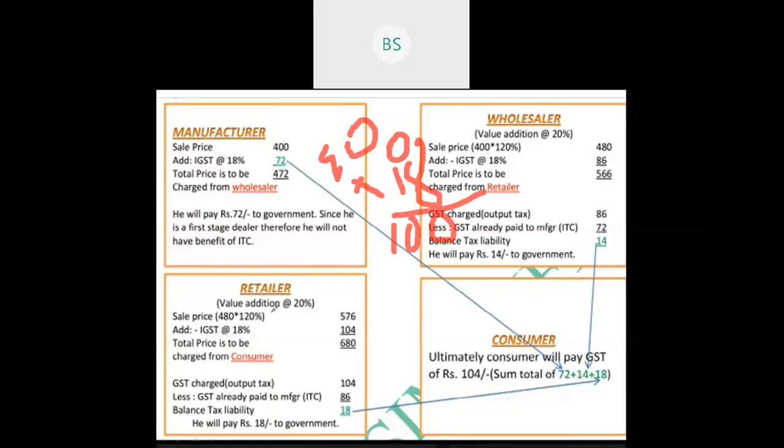Okay, let us take this third one. Here's something I have not done. For example, the retailer took the product for 480 rupees from the wholesaler. The retailer has taken the product for 480 rupees and is doing value addition of 20%, meaning some profit or some fare is being added.